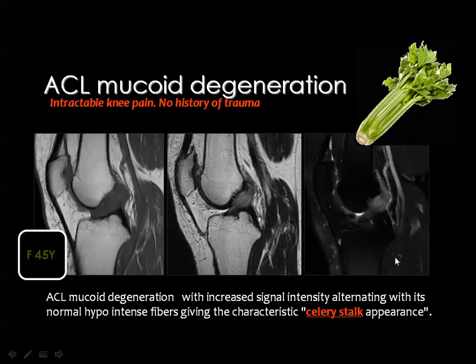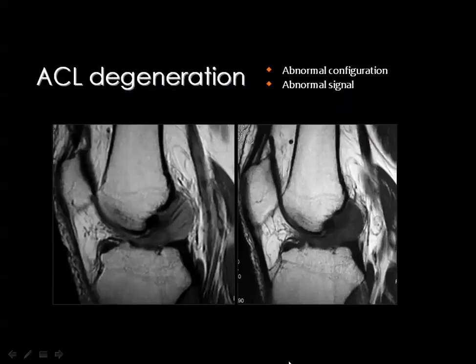And if you look here, you can see that the ACL is swollen, and in the T2 weighted image and also in the STIR image, you can see some of the intact fibers similar to this appearance, which is diagnostic of mucoid degeneration. This is another example, the proton density and the T1 weighted image. The intact fibers are better appreciated in the proton density and T2 weighted images. The ligament is markedly swollen and is of abnormal signal. This is diagnostic of ACL degeneration.